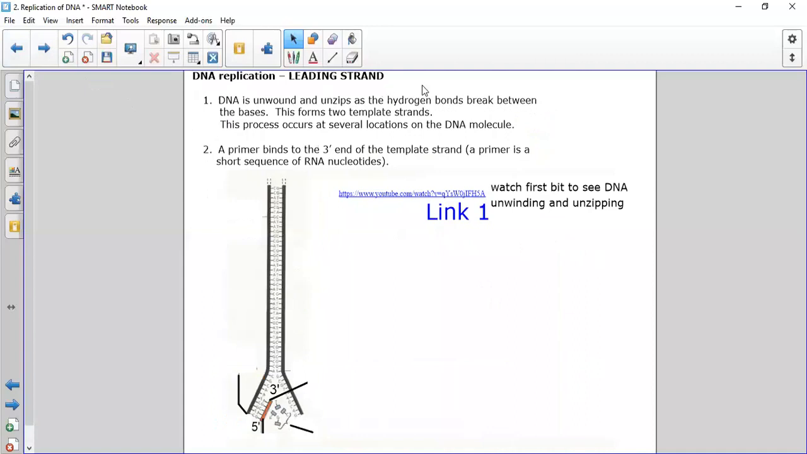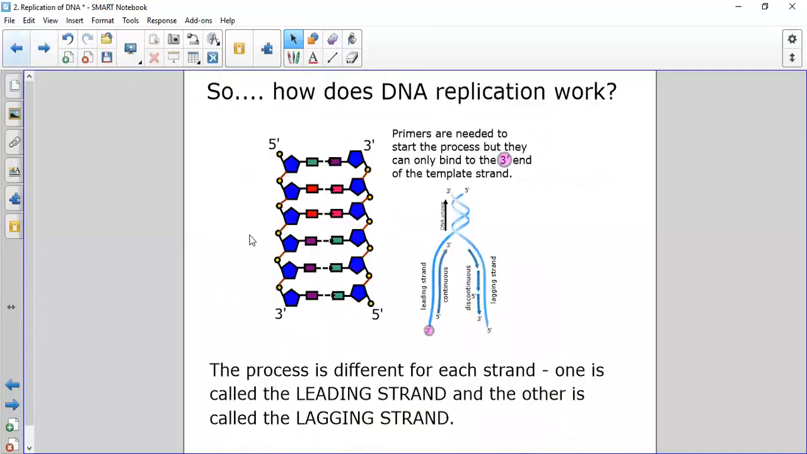Right, so we're going to start with the leading strand. So if we just go back, okay, so we're going to start thinking about this side. What is going on? This blue line here, what's actually happening? Where does that come from? How does it work?